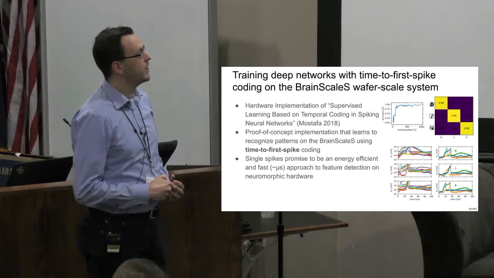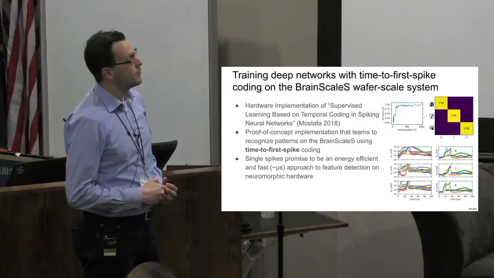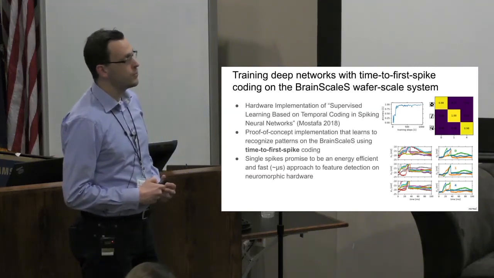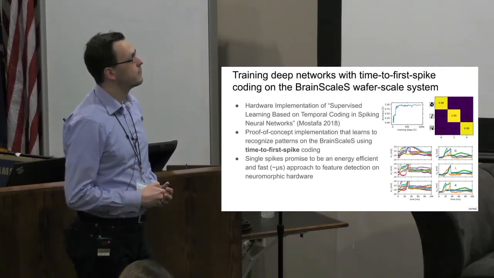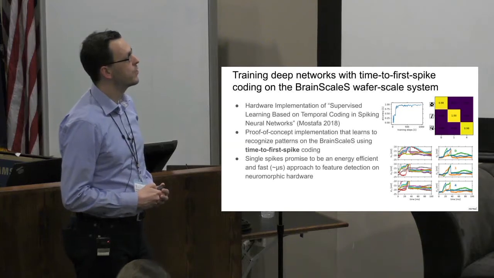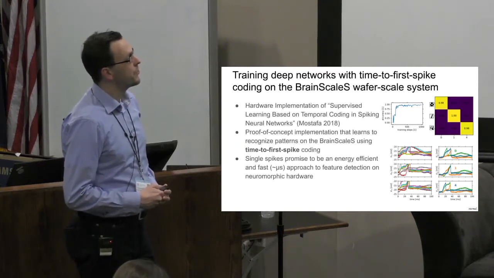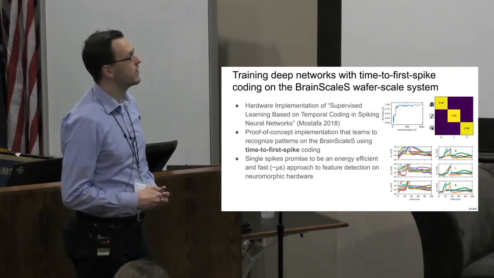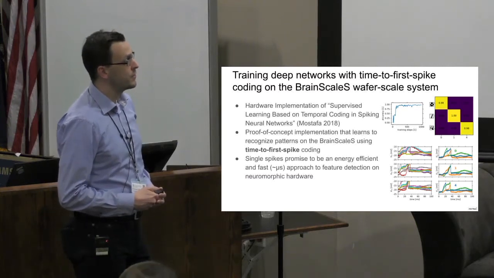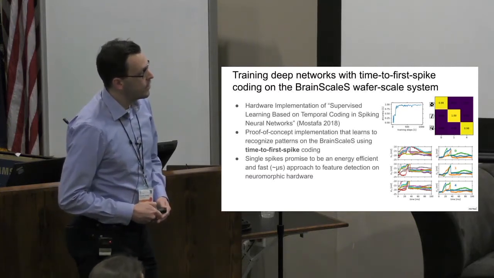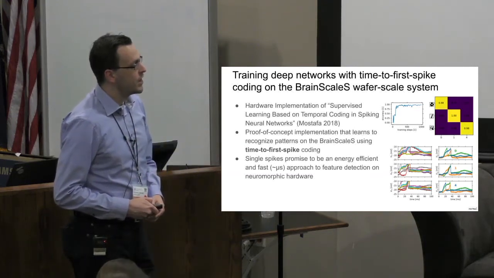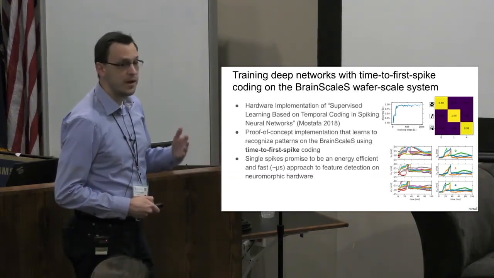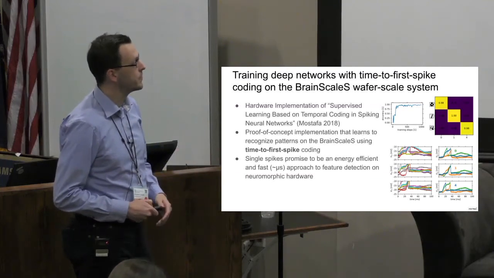Another example that we did is when we want to really make use of the spike timing. There's a theory by Mostafa, supervised learning based on temporal coding in spiking neural networks. And here we did a proof of concept implementation that learns to recognize patterns using a time-to-first-spike coding. So you have a layered network, and at the end you read out which of the label neurons spikes first. And this is your information.